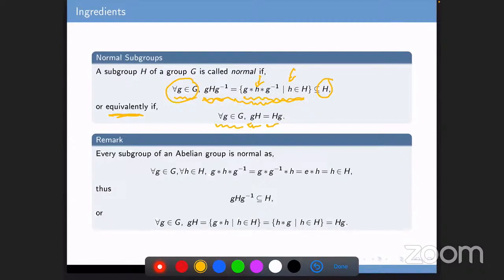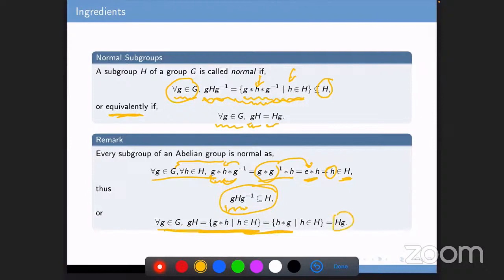And if we have an abelian group, where we can change the order of elements because we have commutativity, we can see that both conditions are satisfied, because g star h star g inverse is going to be equal to this one, since we can change the order of these elements, right? So here we will have the identity, and the identity operated with this h will be h, contained in H. So this new set is contained in H. And from here we can see that we can change the order of g and h, so we still have the left coset equal to the right coset. So every subgroup of an abelian group is normal.